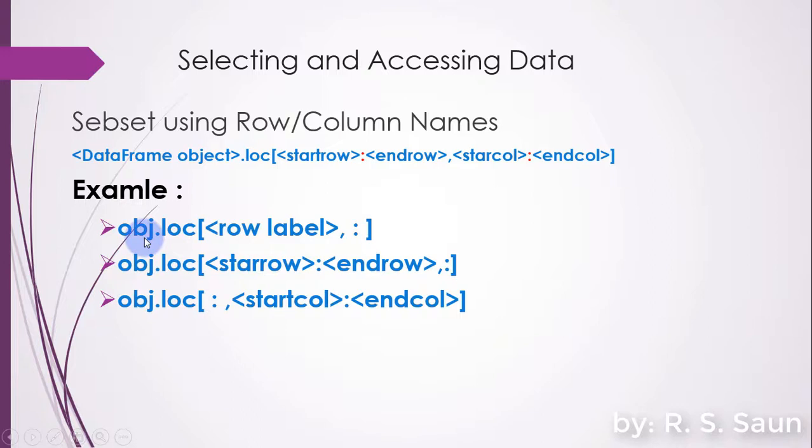DataFrame object dot loc, then row label, followed by a comma and a colon. This says all the columns, and this says only a particular row. Similarly, start row and end row with all the columns. Here also, all the rows and start to end column. Let us see this in action.